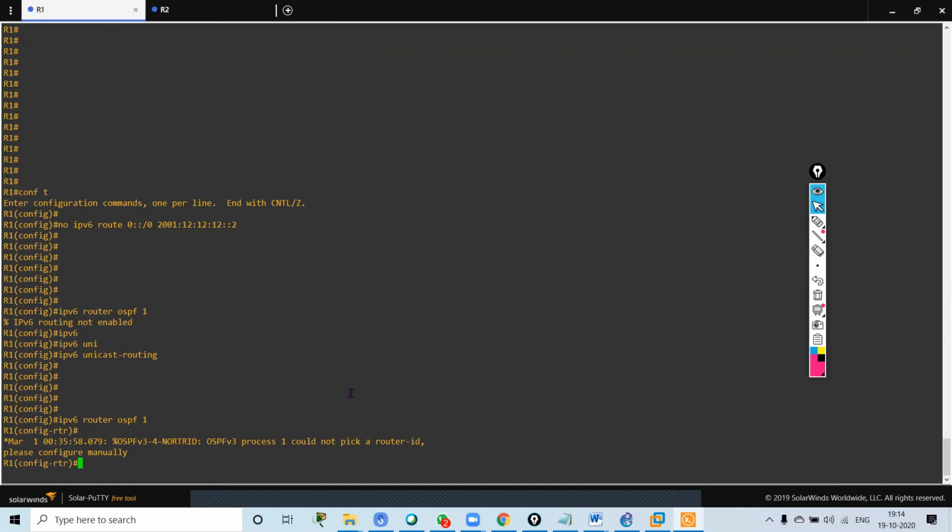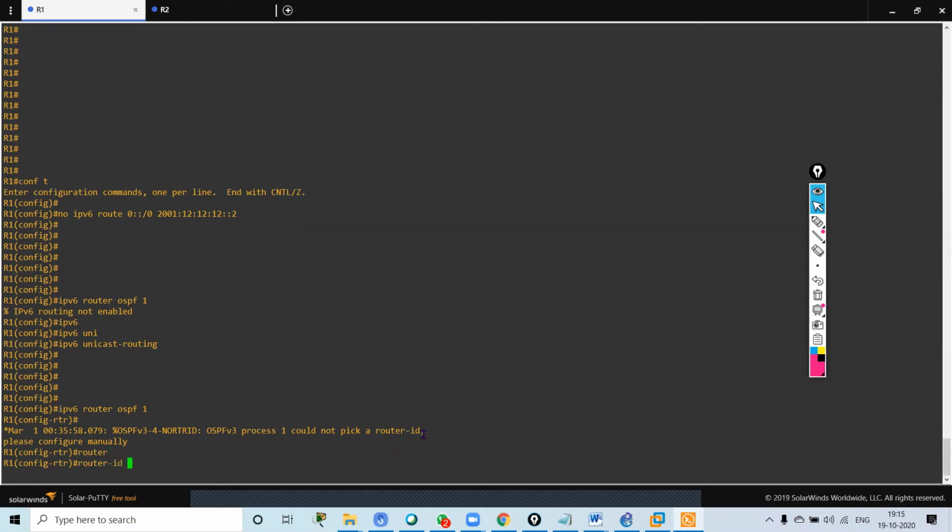OSPF process 1 could not pick a router ID. Please configure manually. Yes. Now in OSPFv3, it will not take an IPv6 address as the router ID. The router ID will always be an IPv4 address only. Understood? So whenever you are configuring OSPF with IPv6, you have to manually set the router ID.